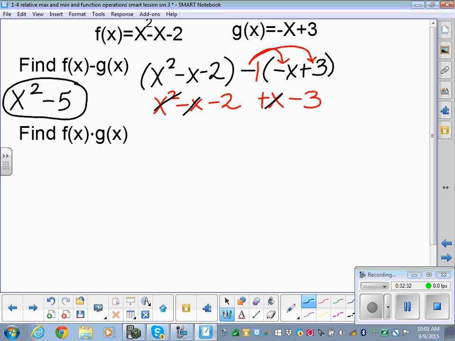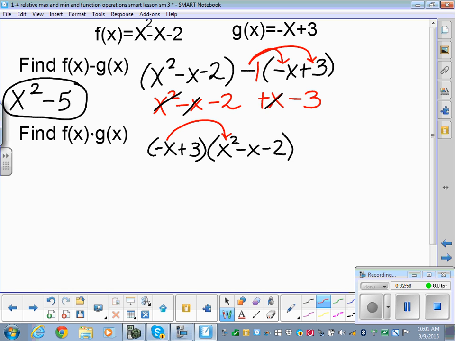Okay, now f of x times g of x. F of x times g of x. So once again, can we rewrite it as g of x times f of x with multiplication? With multiplication, it doesn't matter, right? So I'm going to rewrite it as negative x plus 3 times x squared minus x minus 2. And I'm going to distribute this through. Carefully, this one's so tricky, guys.